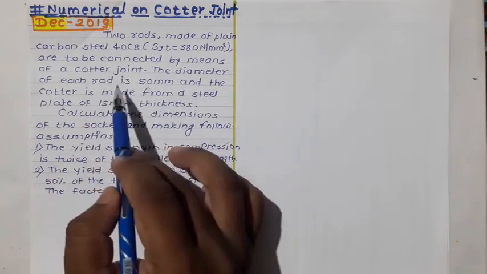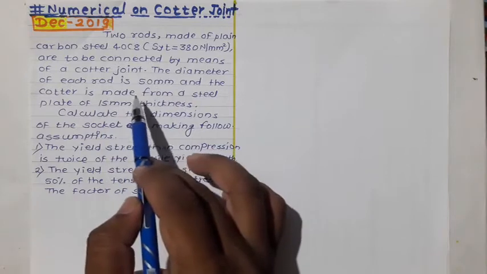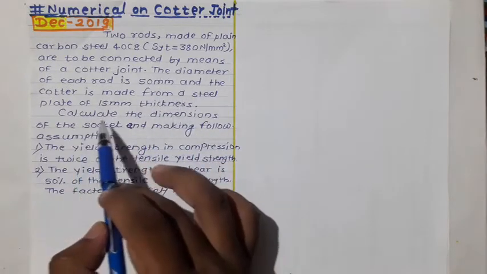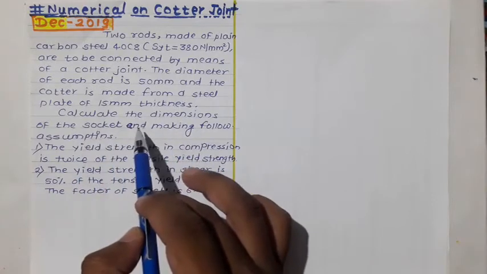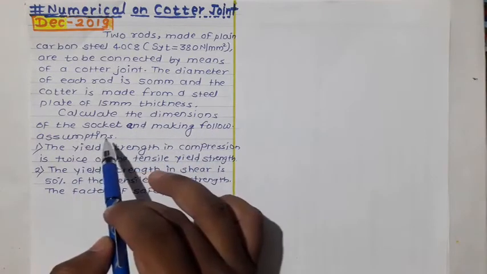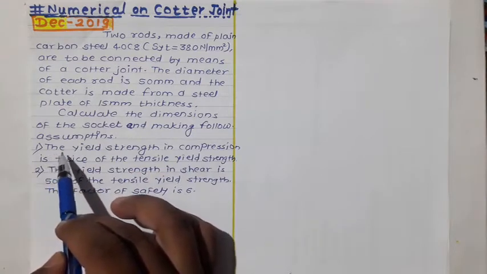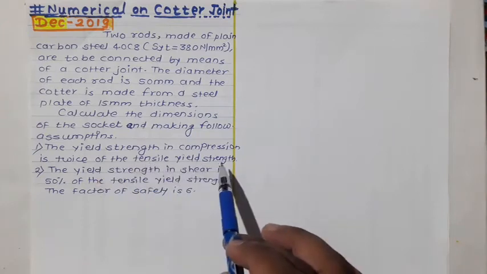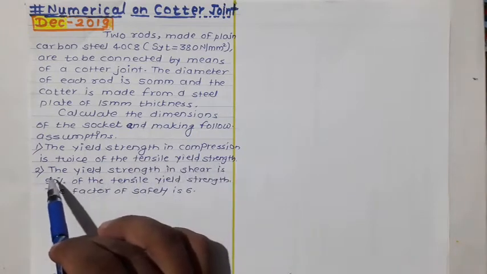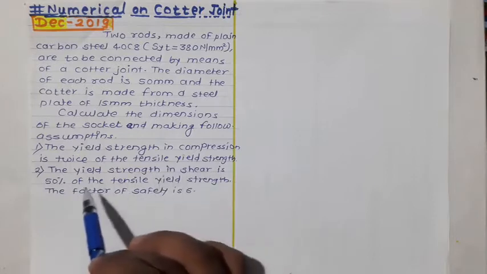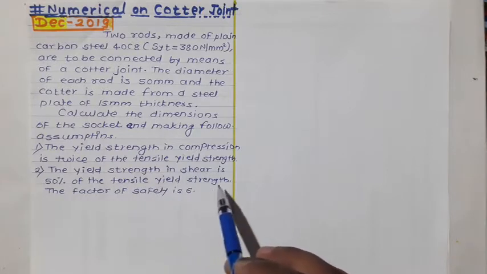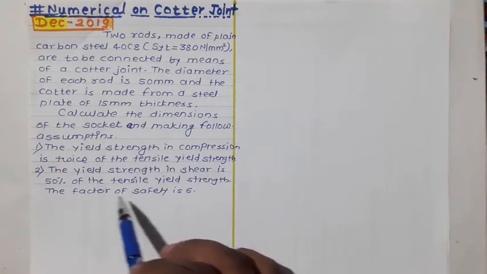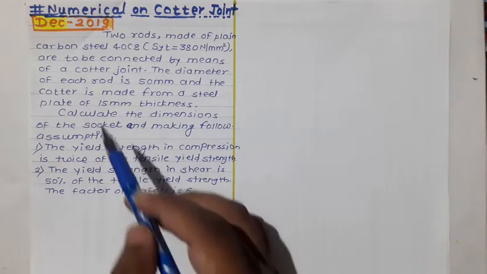The diameter of each rod is 50 mm and the quarter is made from a steel plate of 15 mm thickness. Calculate the dimensions of socket end, making following assumptions. First assumption is the yield strength in compression is twice of the tensile yield strength, and the second assumption is the yield strength in shear is 50% of the tensile yield strength. And the next line, the factor of safety is given. The factor of safety is 6. Okay, so this is the problem statement.